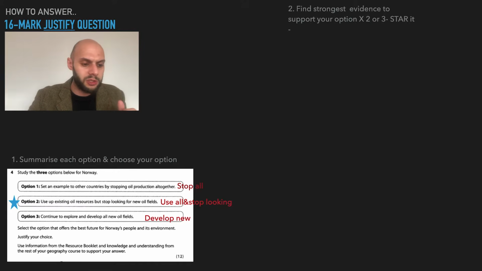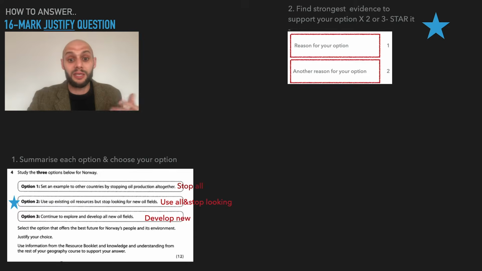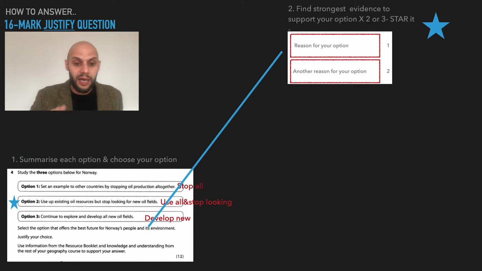So for example, the option that I chose, option 2, use all the existing oil resources, but then stop looking for new ones. Okay, so I'm going to put a star next to 2 pieces of evidence, and that's going to formulate my first 2 paragraphs, right? Reason for your option, another reason for your option. Okay, and don't forget, make that link. Yes, that link is key.